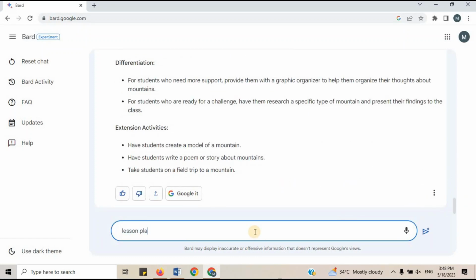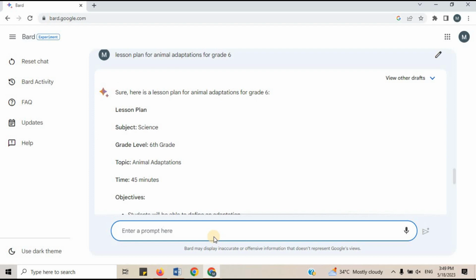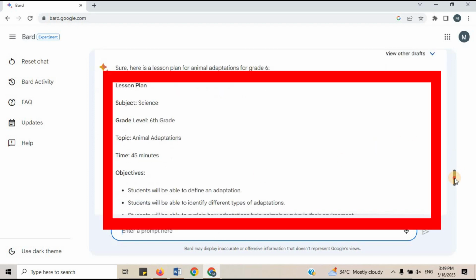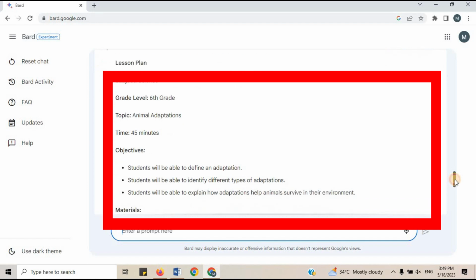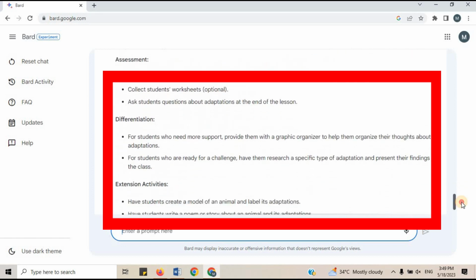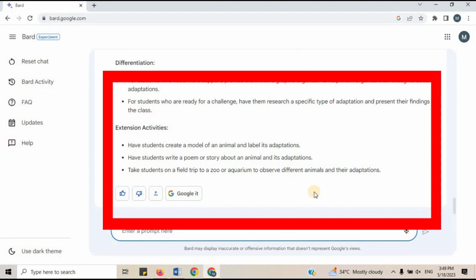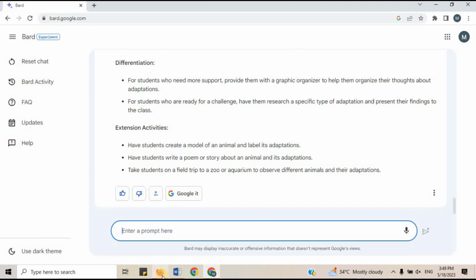Now I will say to write a lesson plan for animal adaptation for grade 6. Sure, here is a lesson plan for animal adaptation for grade 6. Lesson plan, subject, grade level, topic, time, objectives, materials, procedure, assessment, differentiation, extension activities. In this way, you can write lesson plans for any topic using Google Bard.